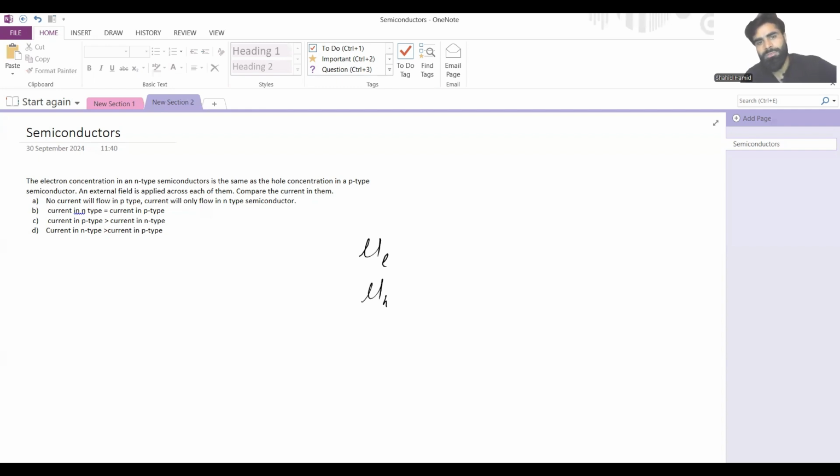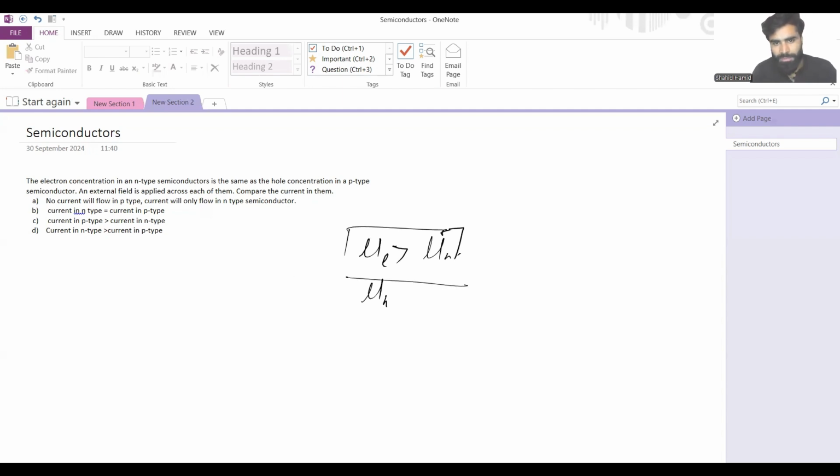We know from the basics of semiconductors that mobility is the ability of a charge carrier to move in the material, how easily it can move inside the material. And we all know that the mobility of electrons is always greater than the mobility of holes in semiconductors, because both holes and electrons are participants of current in the semiconductor.